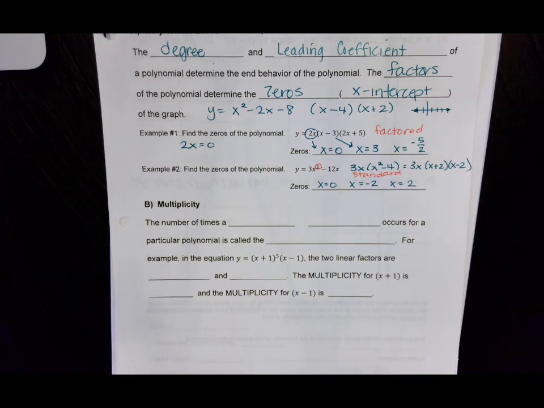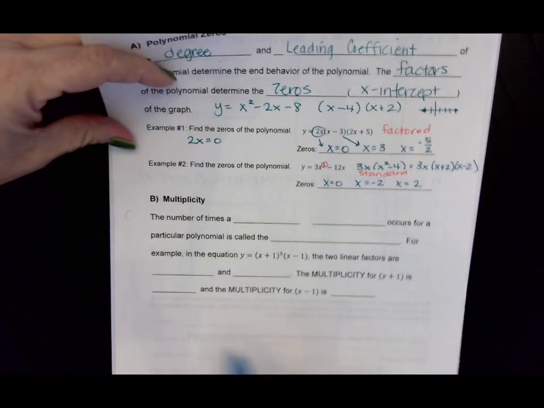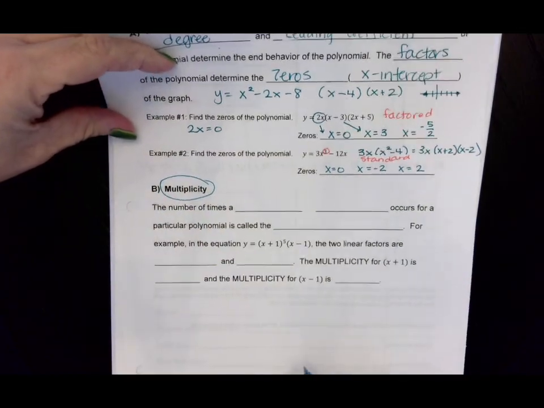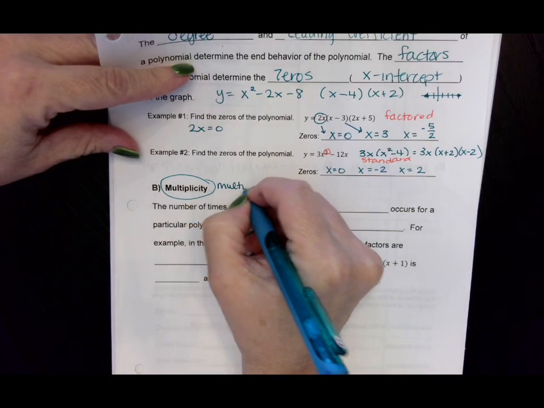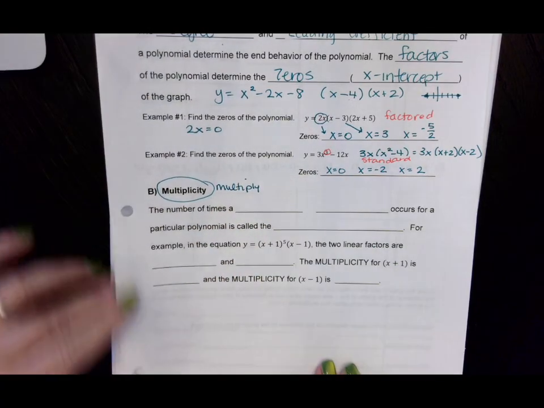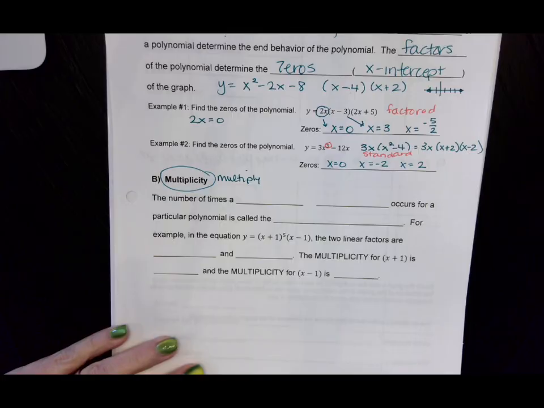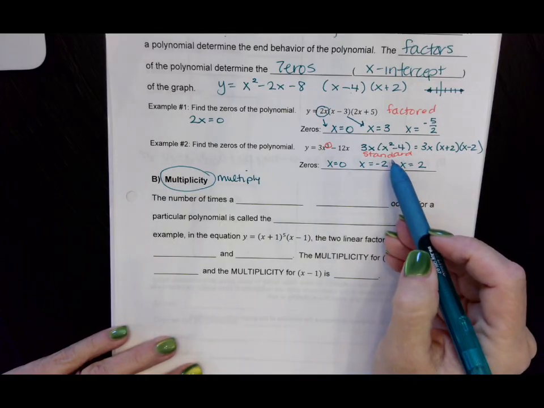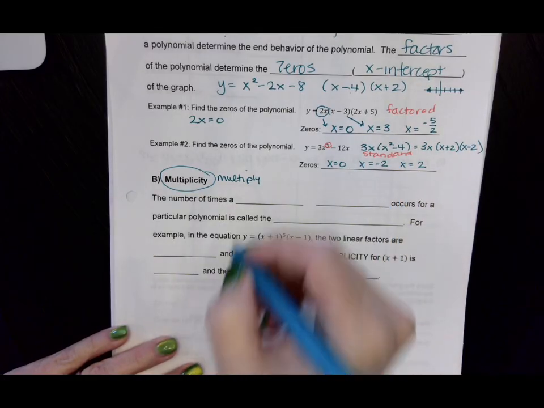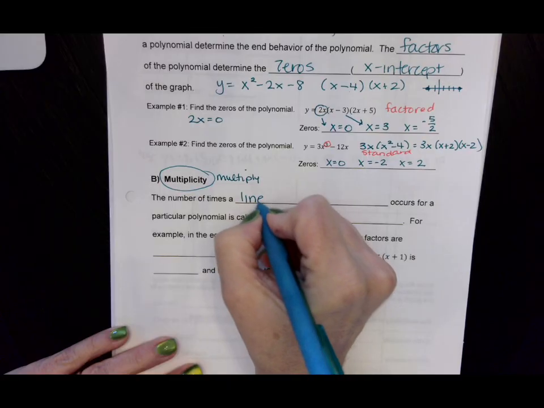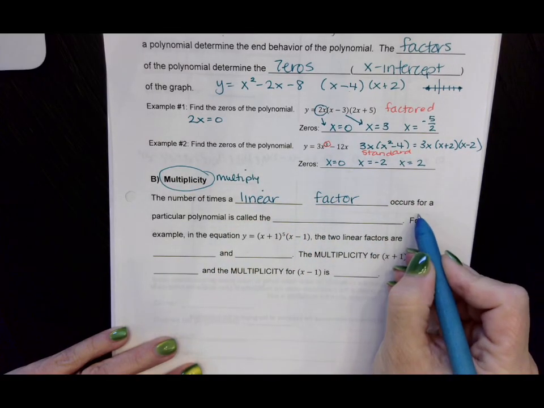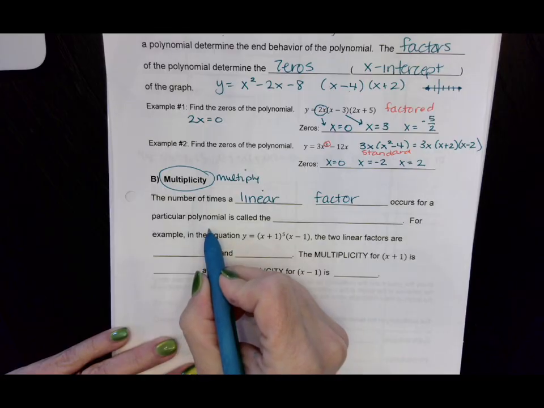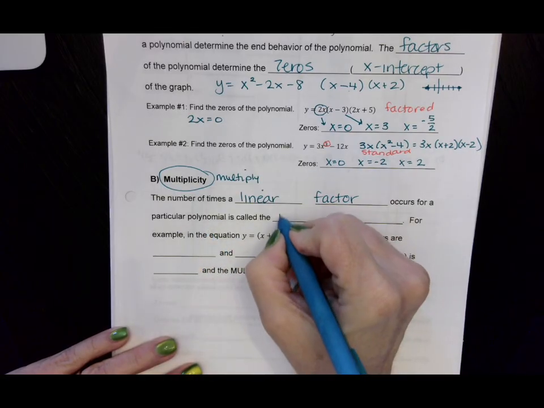Okay, so now we have this new concept of multiplicity. If you think of multiplicity, hopefully what you see is multiply. And that's really what we're going to do. When we have these in factored form, we're going to look at the number of times a linear factor occurs for a particular polynomial. And this is called the multiplicity.